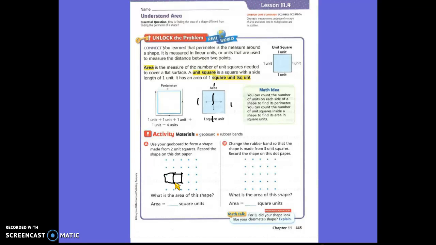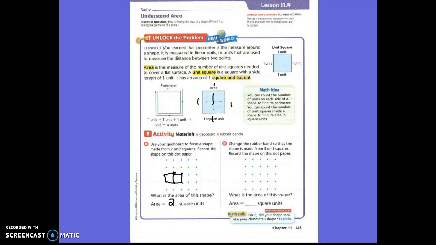Now, what's the area of this shape? 2, because there are 2 squares in the middle. Even if this was perimeter, we would be looking at 1, 2, 3, 4, 5, 6. It would be 6. Perimeter is the outside. It's how many lines make each thing. But area is not that, it's just squares. It's the squares.